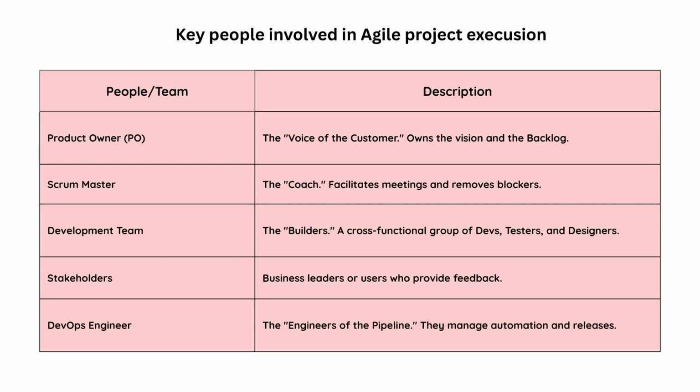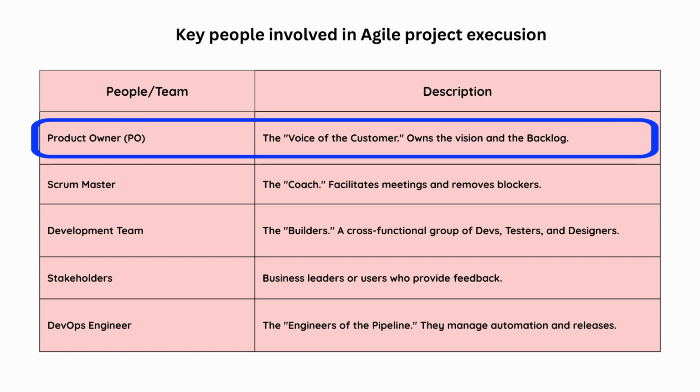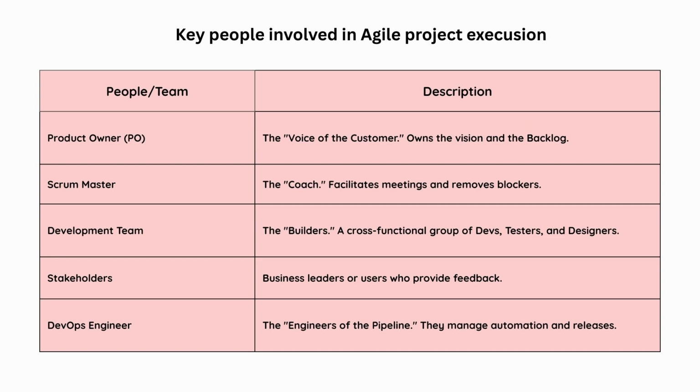In an Agile project execution team, the key people involved are the product owner, the voice of the customer who carries the vision and manages the backlog. The backlog is simply a prioritized list of everything the product might need: features, fixes, and improvements. And it guides the team on what to build next.